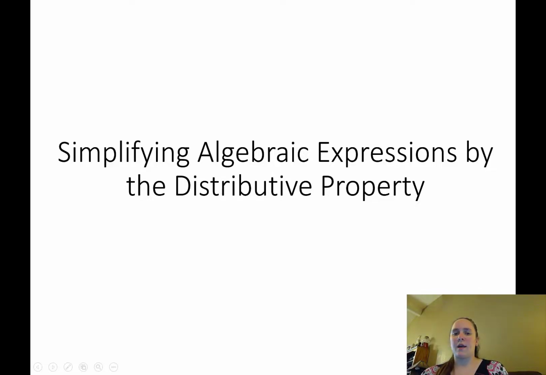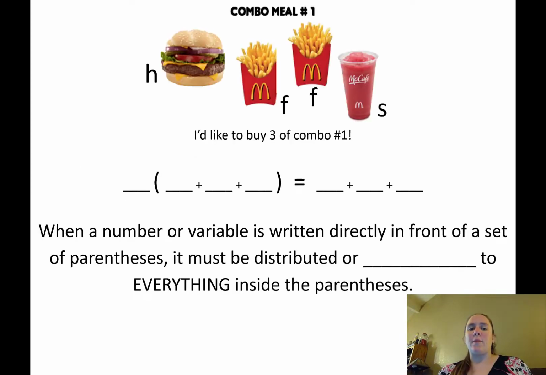All right, so we're looking at simplifying algebraic expressions by distributive property. Now, the easiest way to look at the distributive property is, let's say we're buying a combo number 1 from McDonald's. And this is what a combo number 1 entails: a hamburger, 2 fries, and a shake. I want to buy 3 of these.